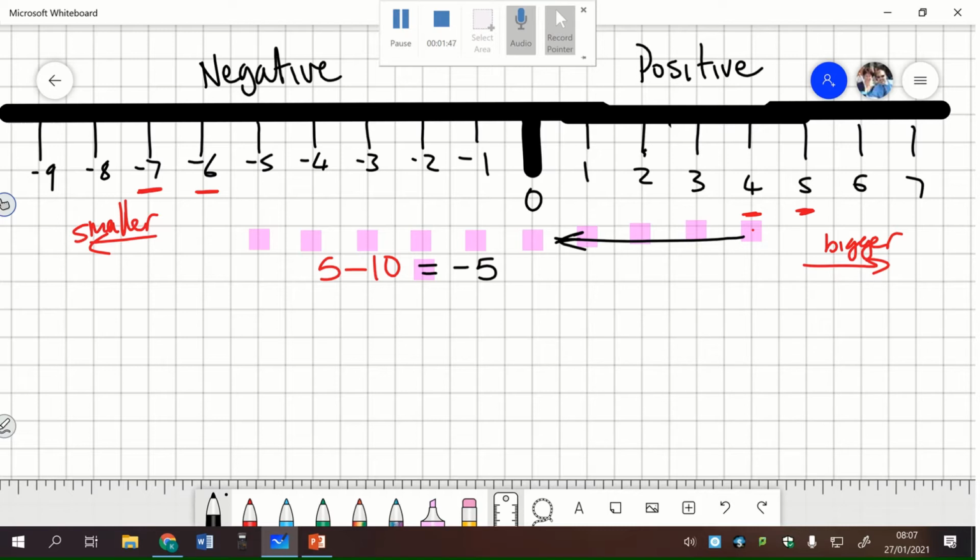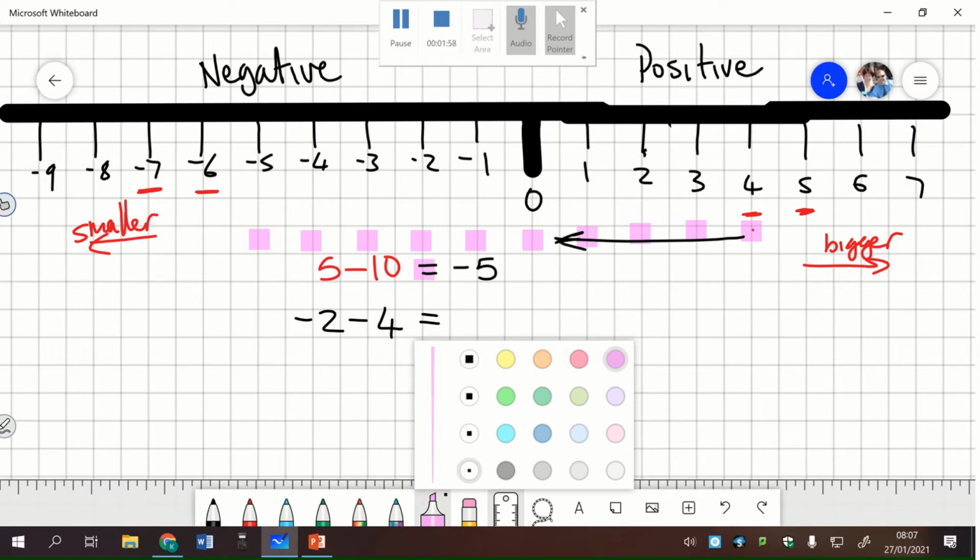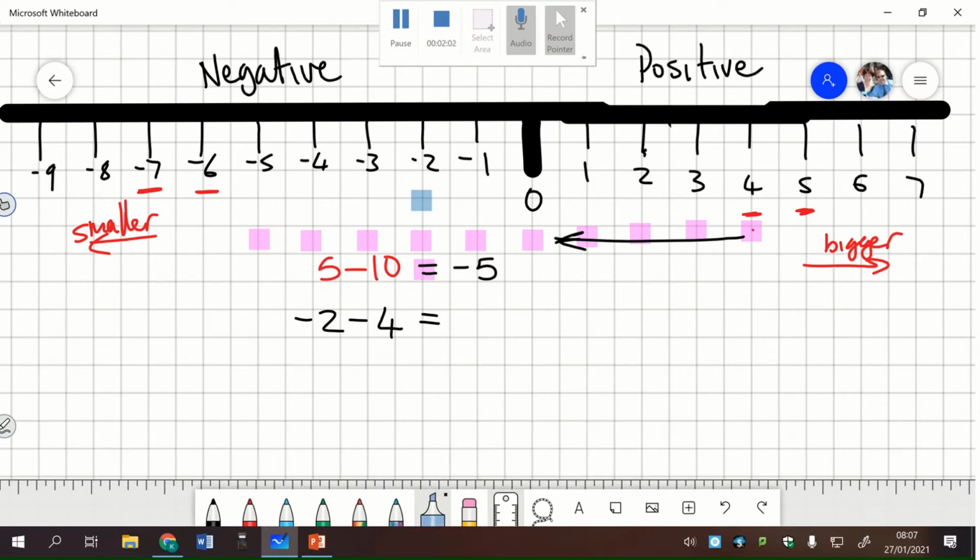If I started off with -2 take away 4, the only difference here is, I'll use my highlighter pen again. Let's go with the blue. I'm going to start at -2 just here, and then I'm going to count 4 to the left: 1, 2, 3, 4. And the answer is, oh, I've done it again, the answer is -6. So when I'm taking away a positive number, we count to the left.